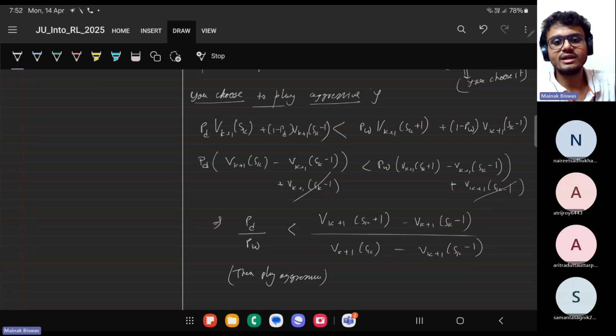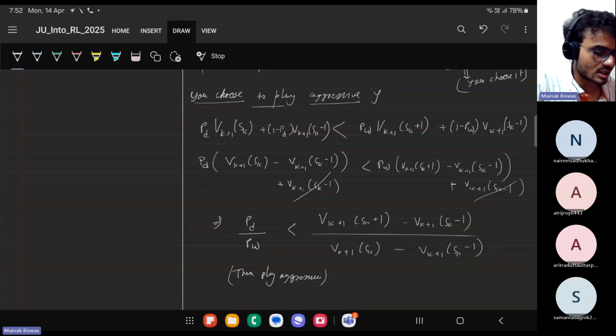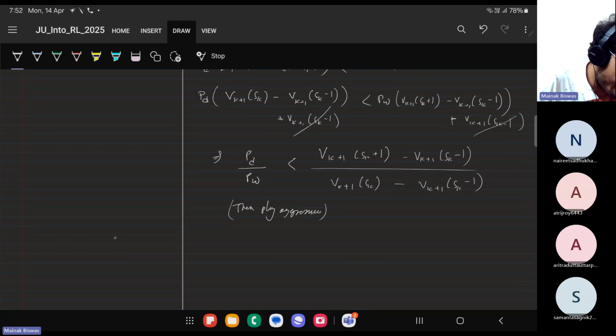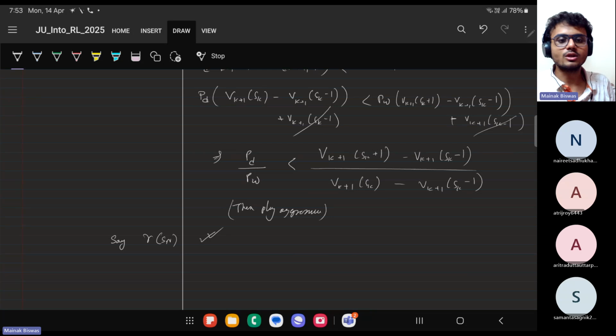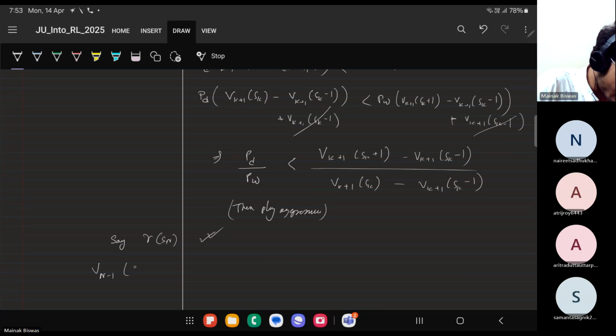So I'll do one special case and then I'll give 3-4 versions of the special case as homework to you. Say Sn. I already know the reward at Sn. I am going to do the value function at n minus 1 for Sn. Can anyone help me how to do this? For n minus 1, how many cases can I form?